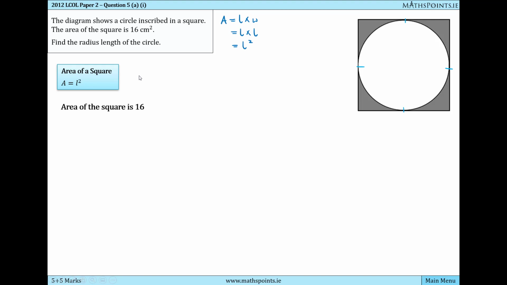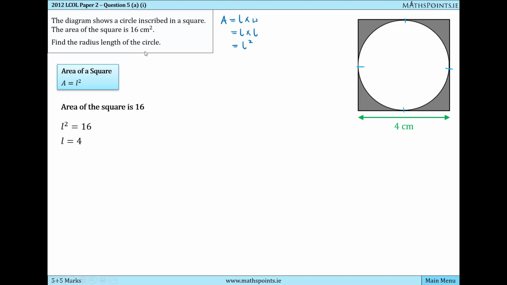So we know that the area of the square is 16, so if we let L squared equal 16 and try and solve for L, we ask ourselves the question, well, what number squared gives us 16? So if we get the square root of 16, we can see that L is equal to 4. So the diameter of the circle is 4, equal to the length of the side of the square.